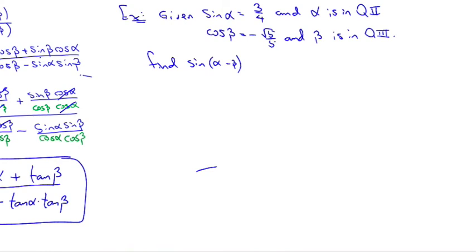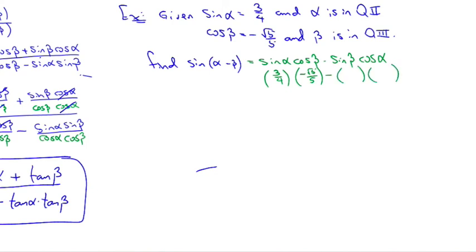Well, I can start off with what sine of alpha minus beta is. It's sine of alpha, cosine of beta, minus sine of beta, cosine of alpha. Do I know any of those? Yes, sine of alpha I know, that's 3/4. Cosine of beta is negative square root of 5 over 5. But I don't know the rest of these two.